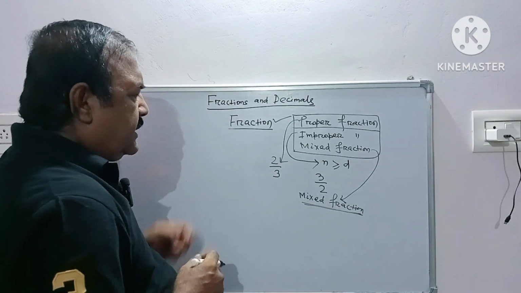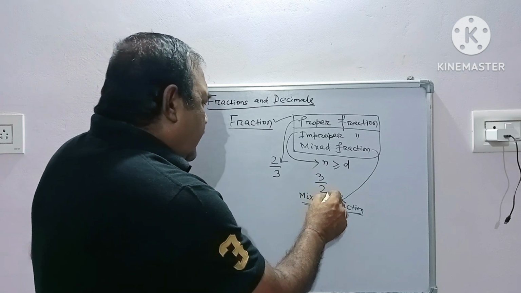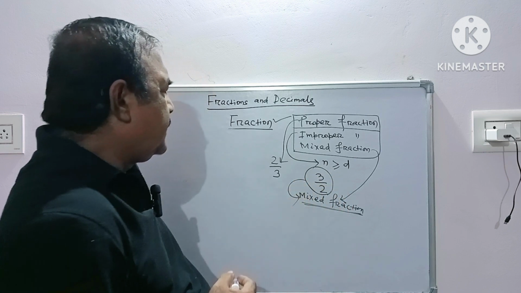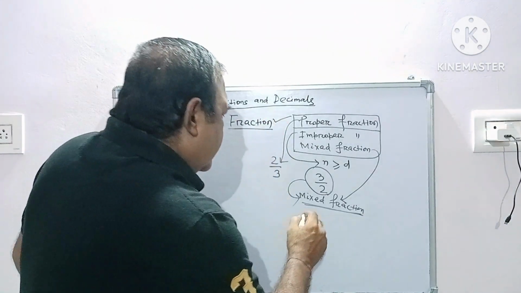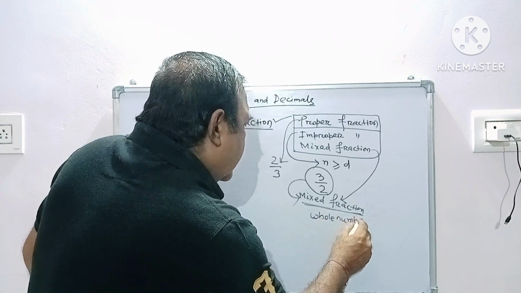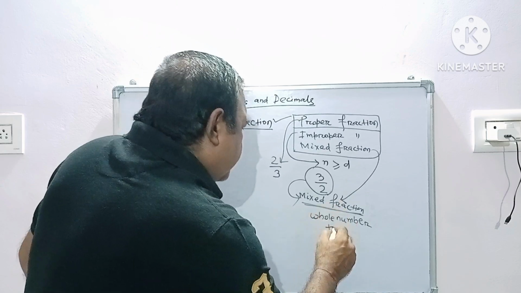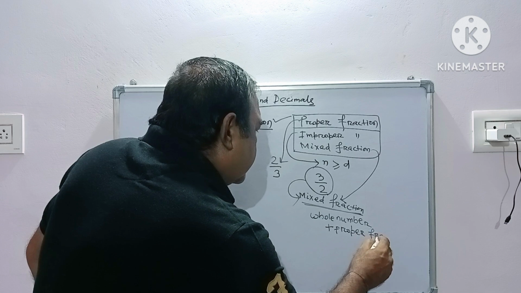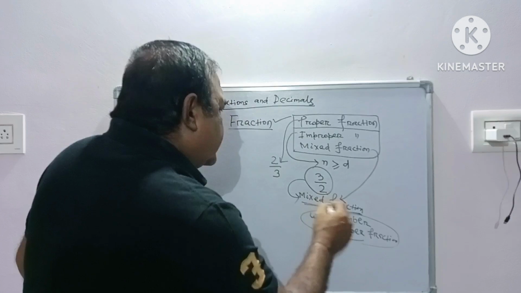Mixed fraction. In the mixed fraction, an improper fraction is converted to a mixed fraction. And in the mixed fraction, two types of numbers you will find. One is a whole number and the other one is a, what? Proper fraction. So two types of numbers are mixed. So it is called mixed fraction.